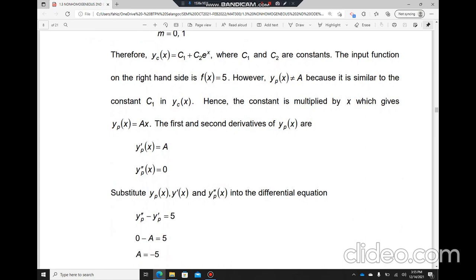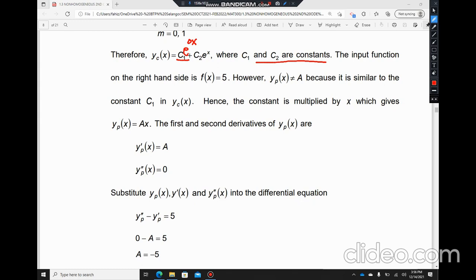So that's why kat sini just tinggal C1, sebab kat sini e^0x. Okay, yang ni e^1x, where C1 and C2 are constants. The input function on the right hand side is f(x) equals 5. However, Yp(x) not equals A because it is similar to the constant C1 in Yc(x). Hence, the constant is multiplied by x which gives Yp equals Ax.